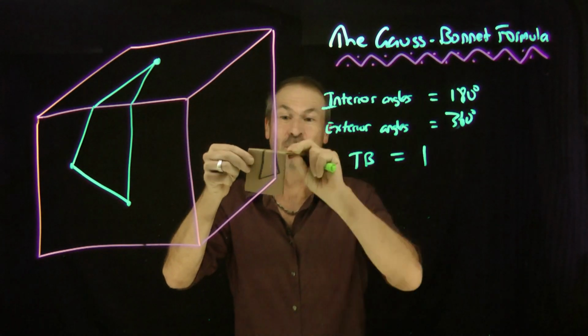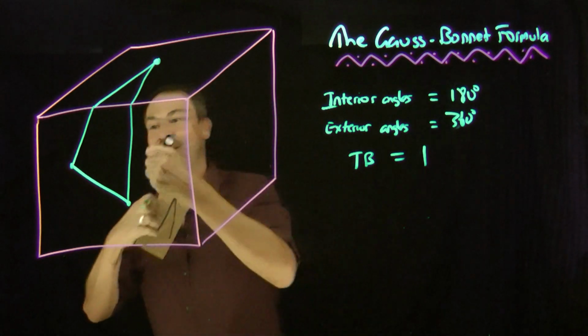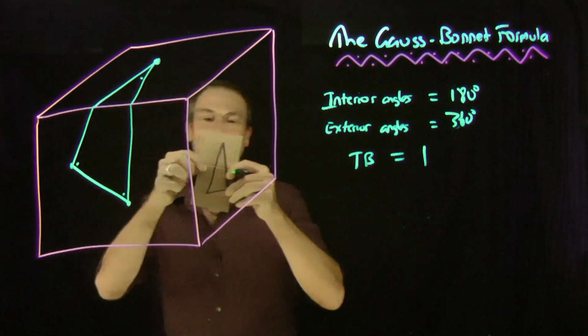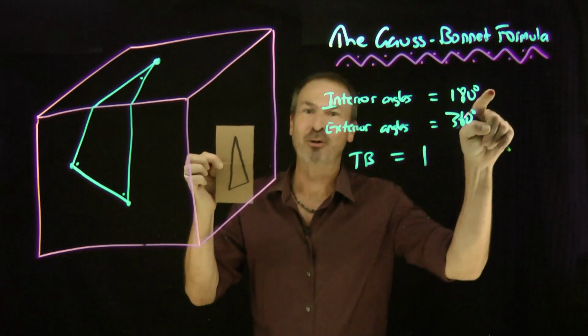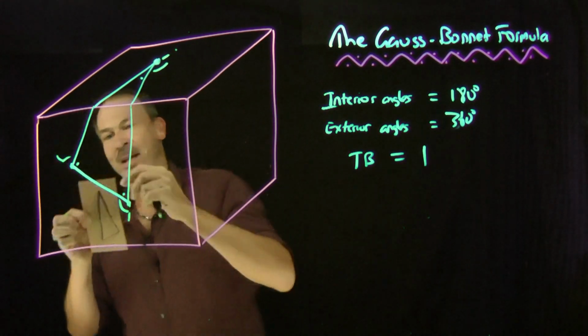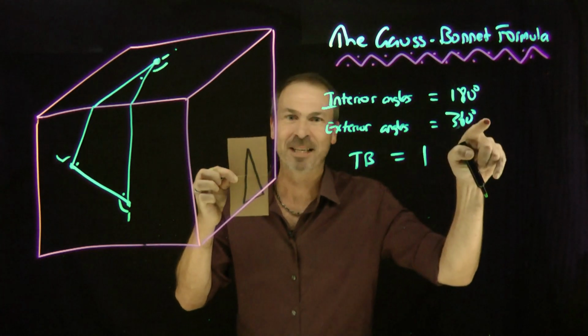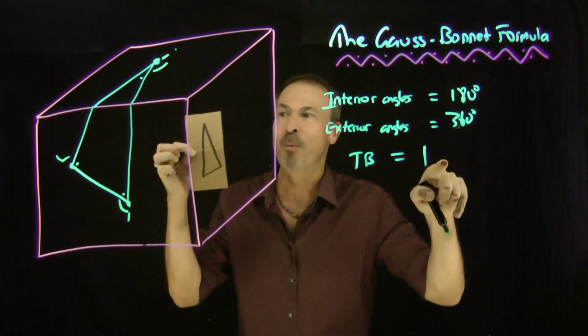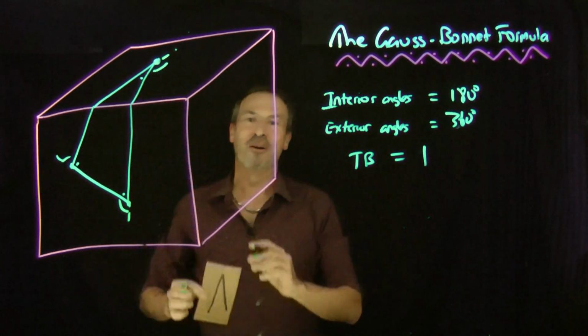The flat surface had to get folded over. But my interior angles are still going to add to 180 degrees. My exterior angles will be just the exterior angles here, still add to 360 degrees, and the total bendiness would be 1. Okay, still not very interesting.